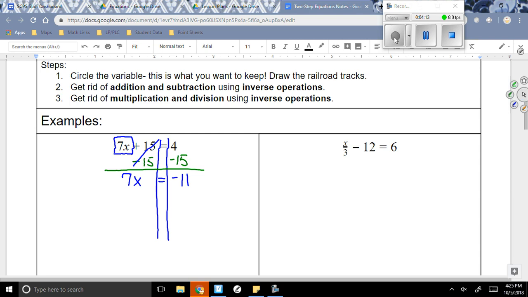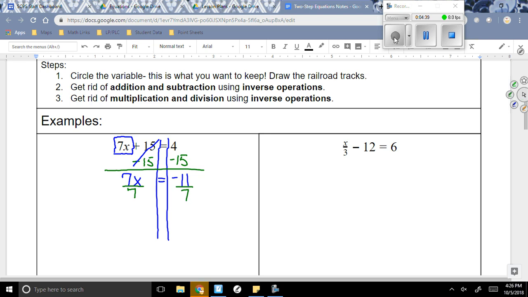So now I'm on to step 3. I am trying to get rid of multiplication and division using inverse operations. In this case, I'm multiplying by 7. If I want to get rid of that 7, I'm going to divide by 7. So draw a fraction bar. We do not use that division symbol anymore. We use our fraction bars. Divide by 7. And if I change it on one side, I've got to change it on the other side.